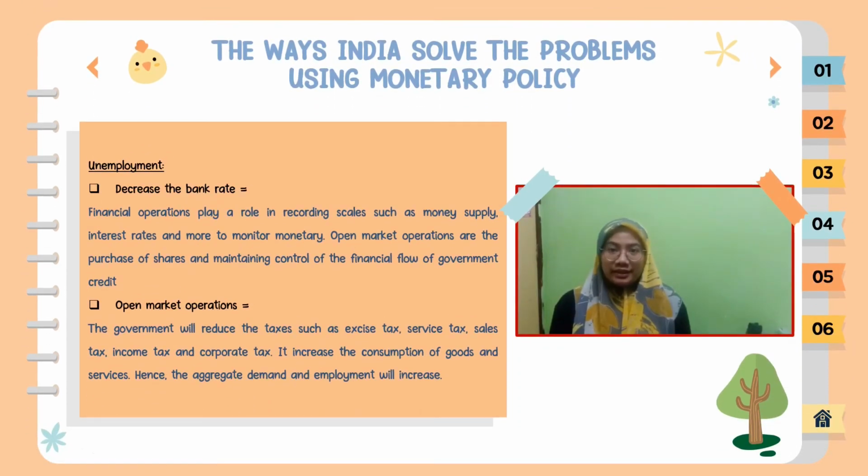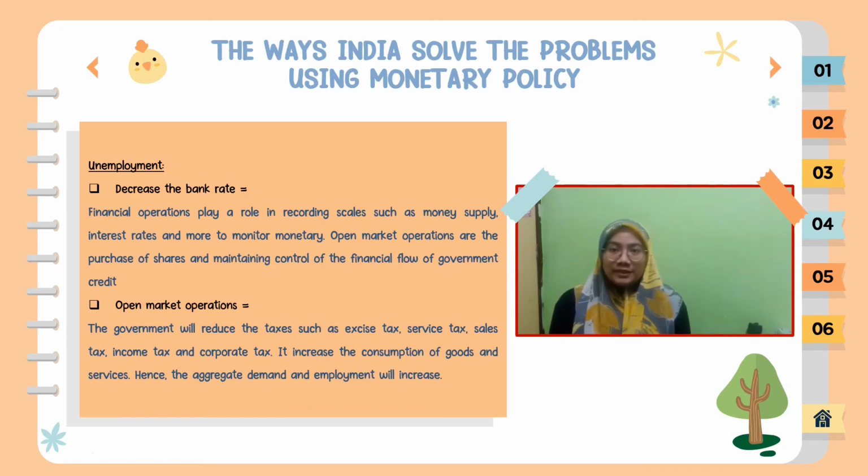Employment: decrease the bank rate. Financial operations play a role in adjusting factors such as money supply and interest rates to monitor monetary conditions. Open market operations are the purchase of securities and maintaining control of the financial flow of government credit.